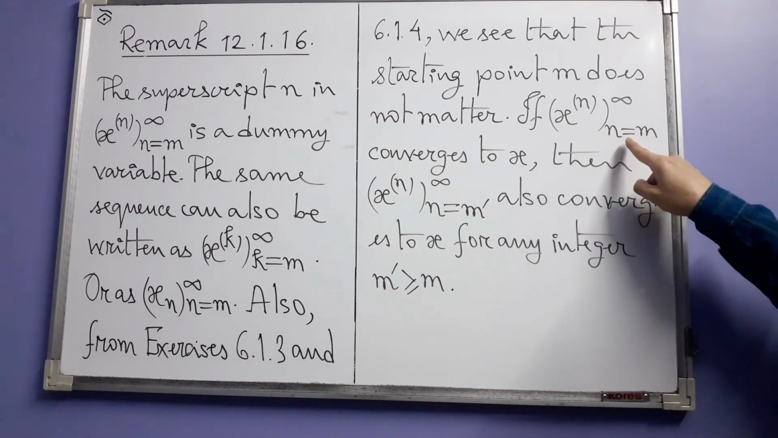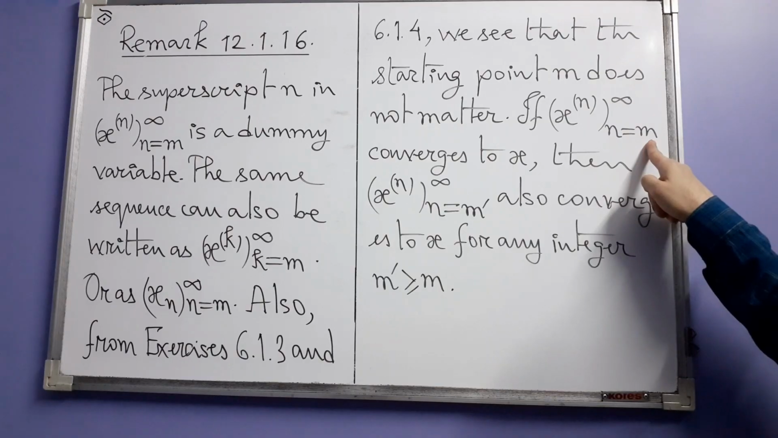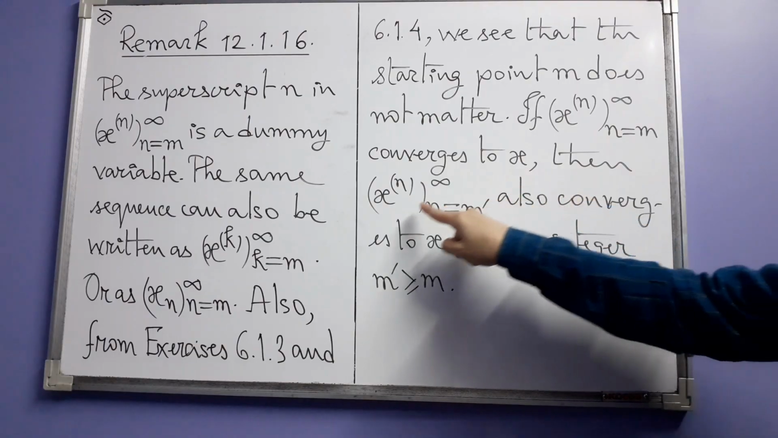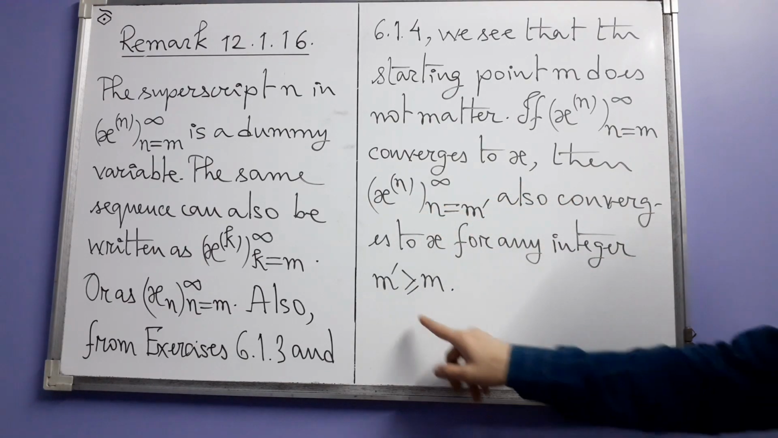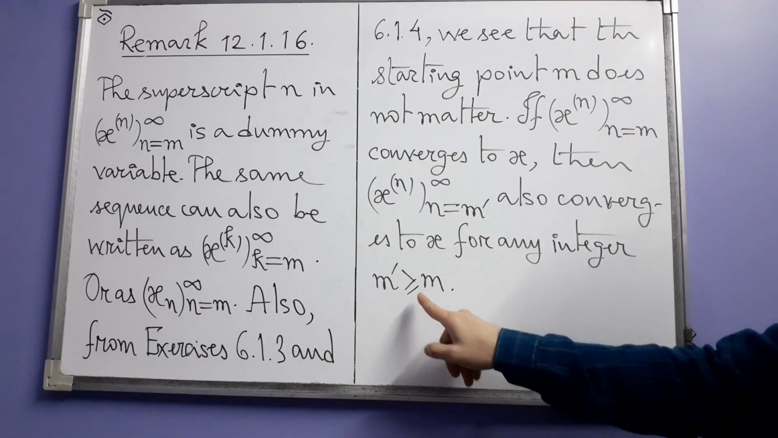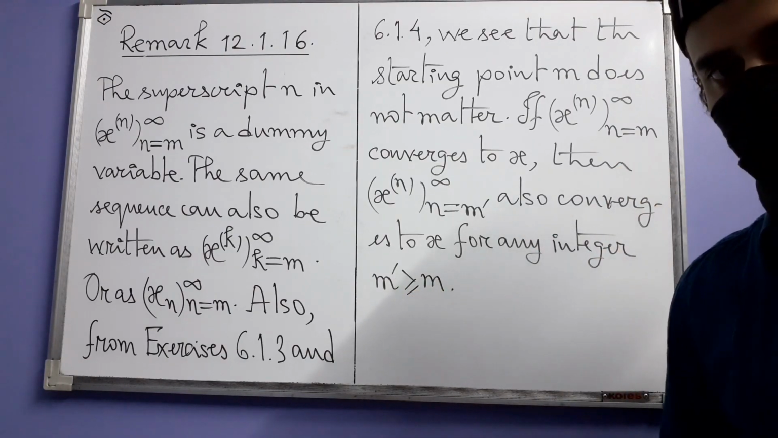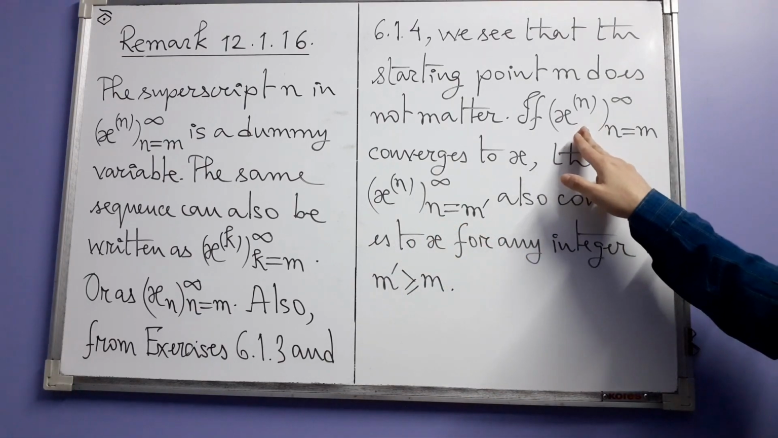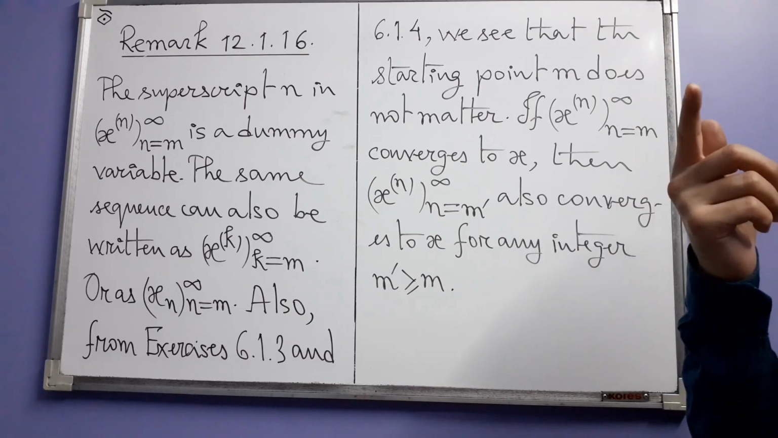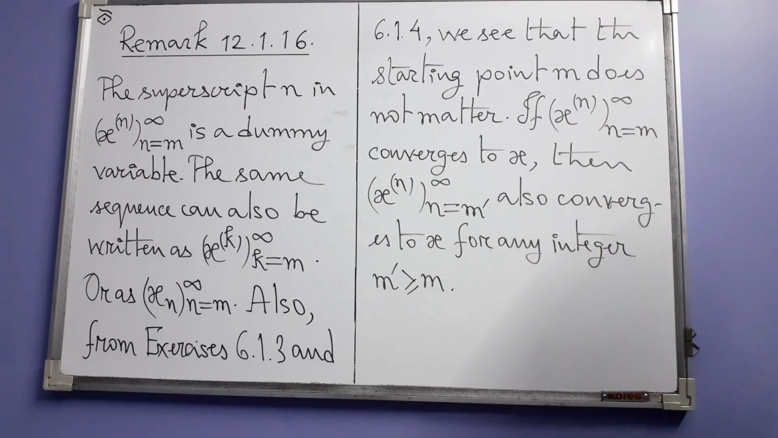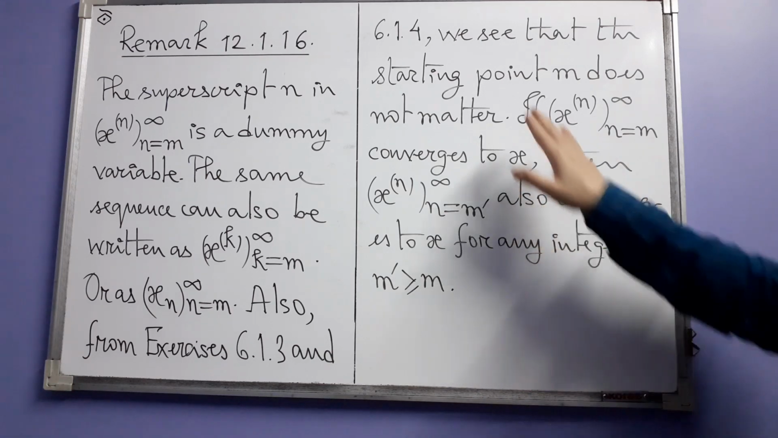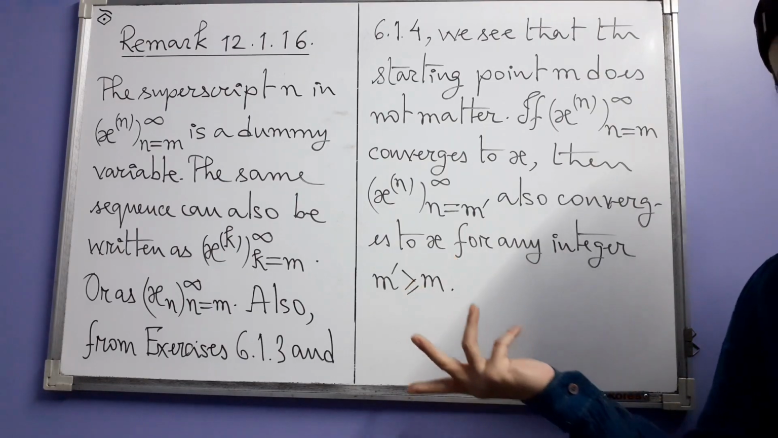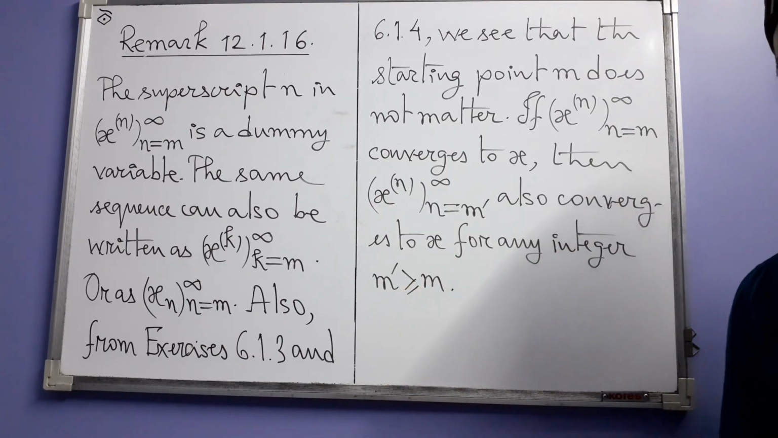If this is a sequence where, say, the index starts from m, some integer m, and it converges to some point x, then this sequence will also converge to x where m prime is at least m. If this m prime is, say, m plus 1, that means your new sequence has almost all the terms of the old sequence except the term xm. Even then, it will converge to x. So it is that thing which we have seen happens with sequences of real numbers. It happens in general for sequences in any metric space.